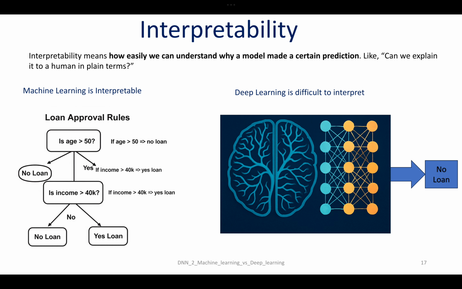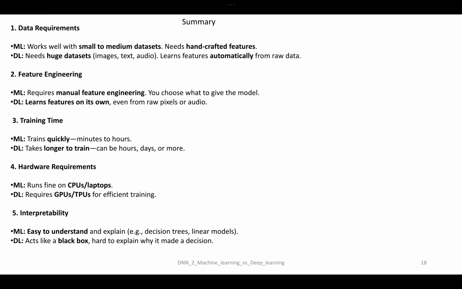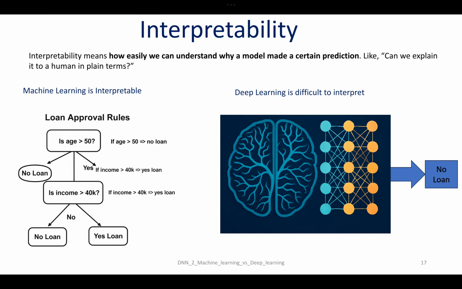Now look at the right side. That's a brain representing deep learning. Deep learning models are like the human brain. They're powerful, but we don't always know what's going on inside. They make these amazing predictions, but if you ask why it gave a certain answer, it's not so easy to explain. It's like asking your brain, why did you recognize that face? You know it's familiar, but you can't always explain how. So the key takeaway is machine learning is easier to interpret, deep learning is harder to interpret, but often more powerful. So that's why interpretability is a big deal when deciding which model to use in real world problems.